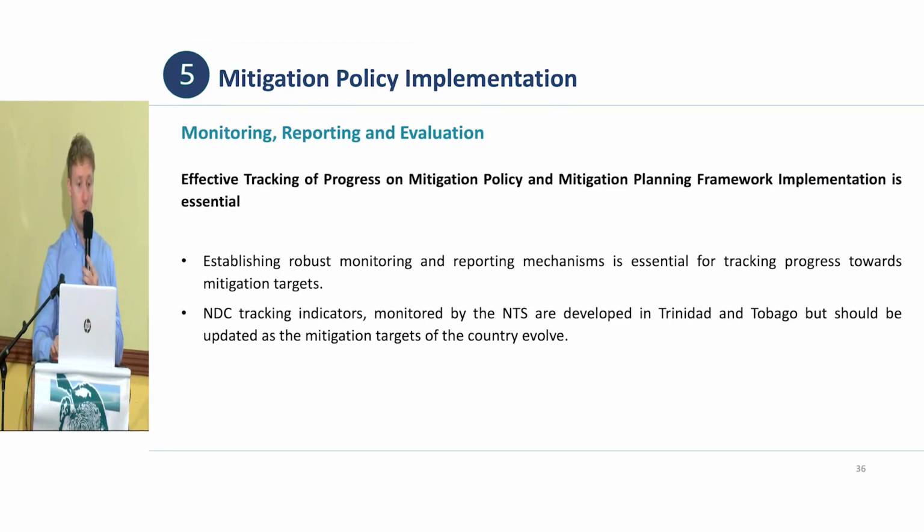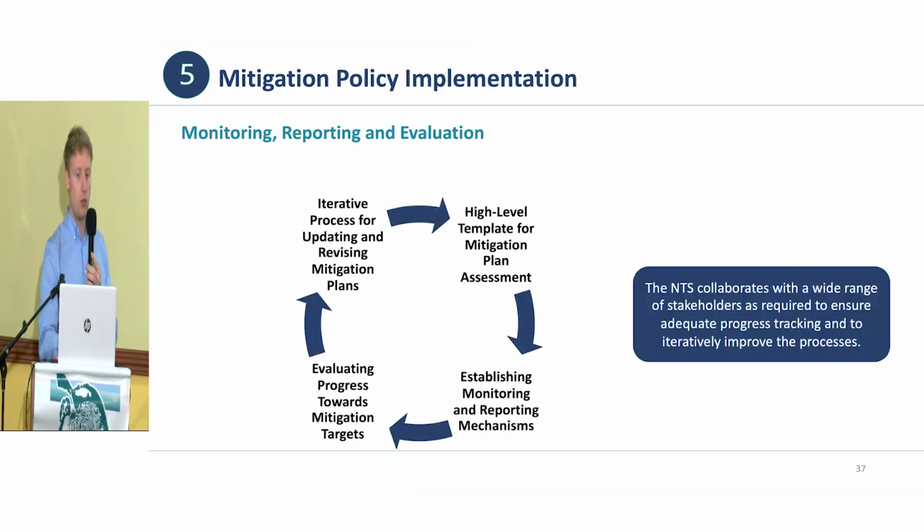And the last part is then monitoring and reporting. So again, start with a high-level template for mitigation planning, right? NDCs, NDC implementation plans, any support documents we might need, establish monitoring mechanisms, evaluate progress. This is done through the indicators in this case, and you see this as an iterative process. And to do this whole monitoring, reporting, evaluation process, the NTS collaborates already, and this will intensify with a range of stakeholders as required to ensure adequate progress tracking and to improve the processes.